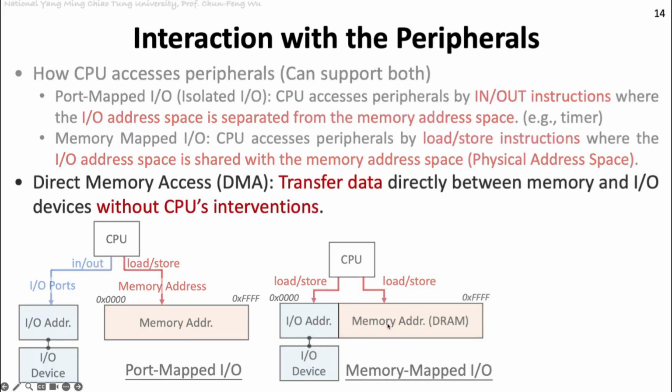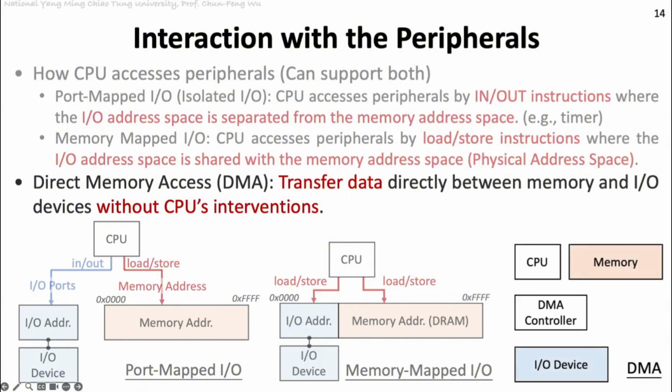There is another concept called DMA. DMA is about transferring data directly between memory and an I/O device without the CPU's intervention. So what does this mean? Usually you have the CPU, and you have the I/O device and memory.